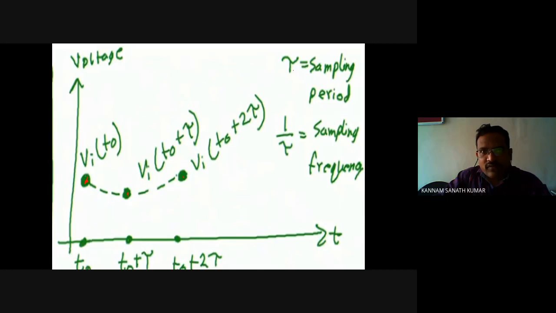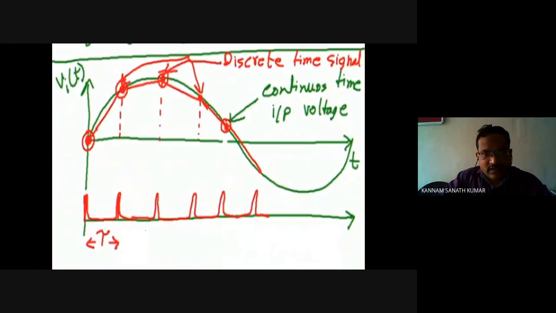Tau is nothing but the sampling period, and 1 by tau is the sampling frequency. So you are sampling the given signal and holding that signal, that's why it is called a sample and hold circuit, and after that you give it to the ADC. Here these are the switches, this is the output of the sample and hold circuit, and this is the input waveform. You are getting points at different instants, converting the given signal to a sampled signal.